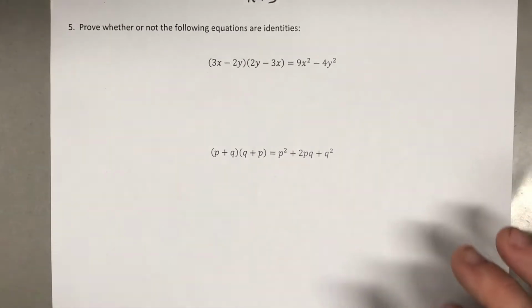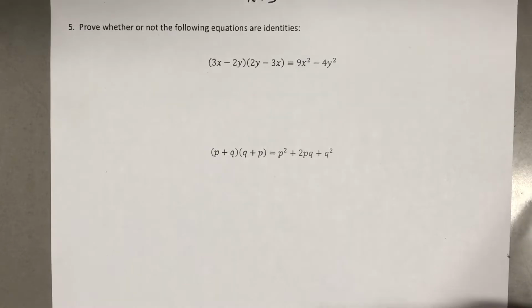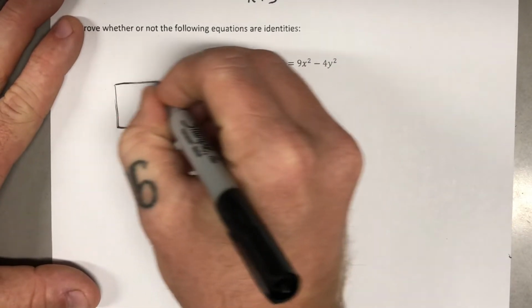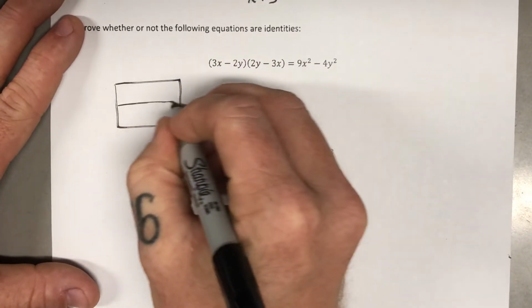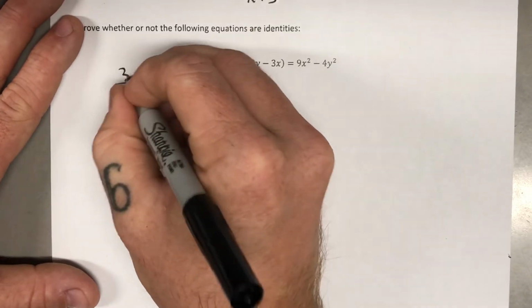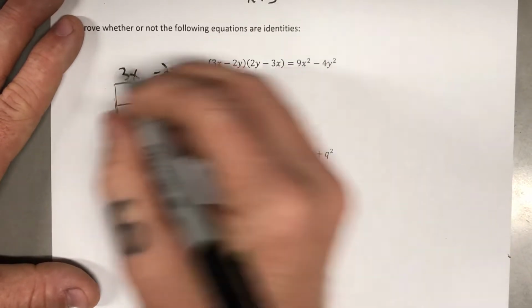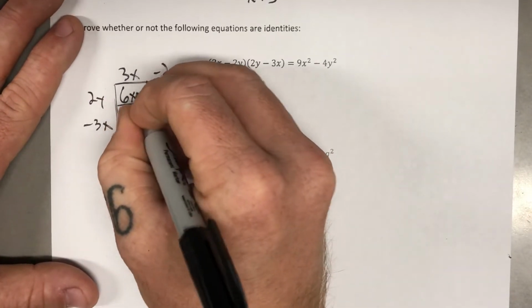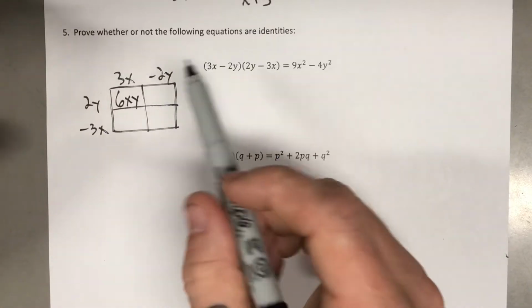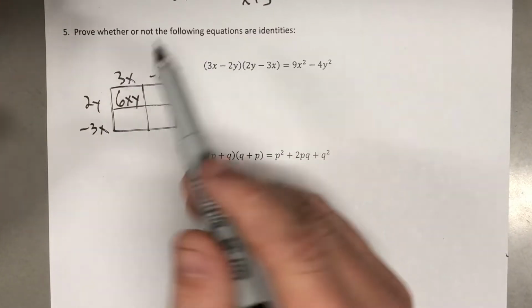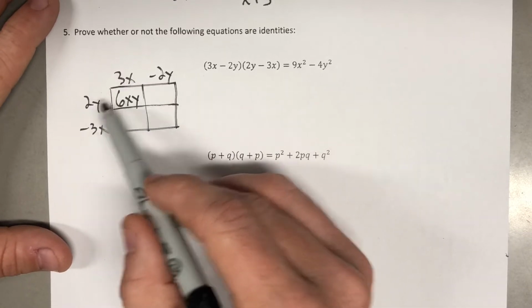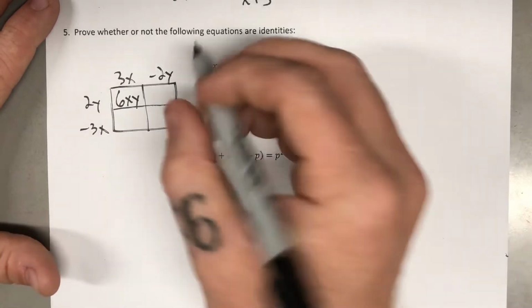For number 5, for polynomial identities, we're trying to see if what's multiplying actually equals this. And if it does, then it's an identity. So I'll start by drawing our box. 3x minus 2y, 2y minus 3x, and then we fill in the box. So 6xy. Because these have different variables, x and y, we can just write them together. Instead of writing x squared, because we don't have 2 x's, you just write 2 times 3, which is 6, and then x times y, which is just xy.